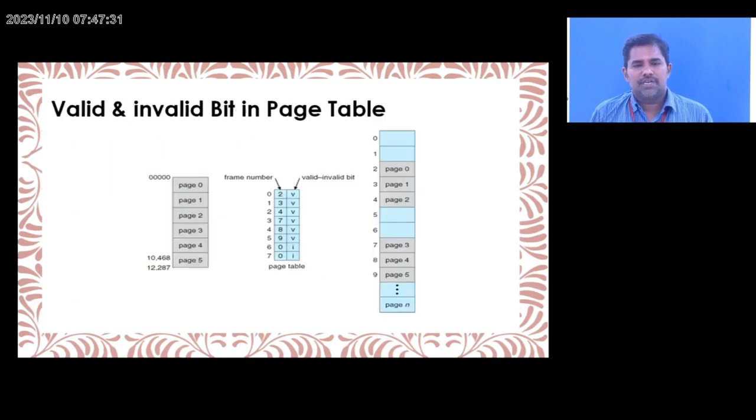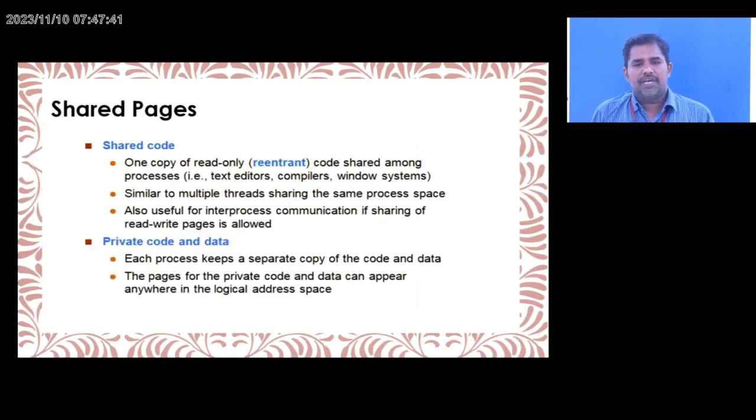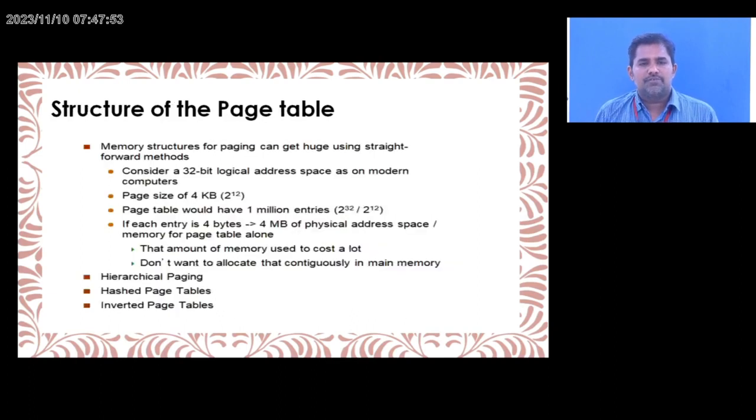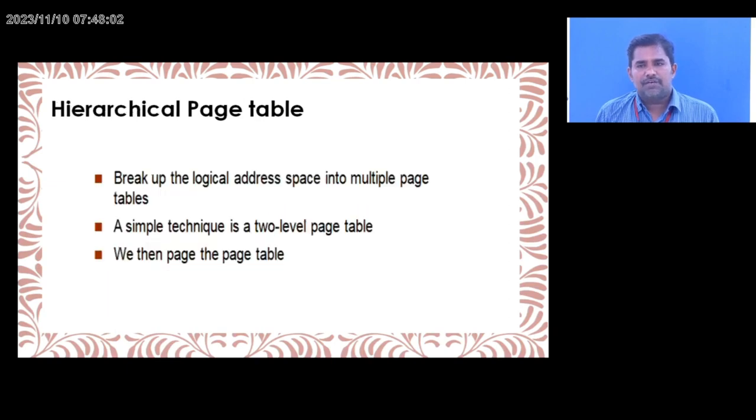The figure shows that when you have a set of pages, the page table holds the value V for valid and I for invalid. We can also share pages. Shared pages are used for sharing information among multiple users, so we have a page table structure for sharing. Consider a 32-bit address space with a page size of 4 KB. From that, the page table has a different structure.